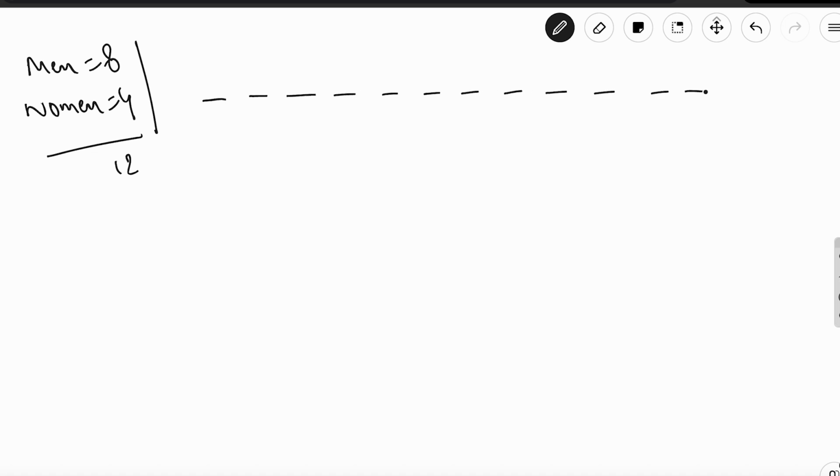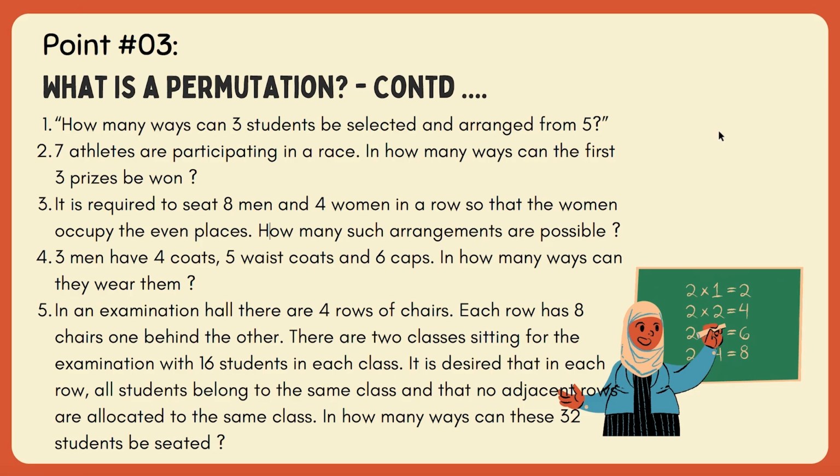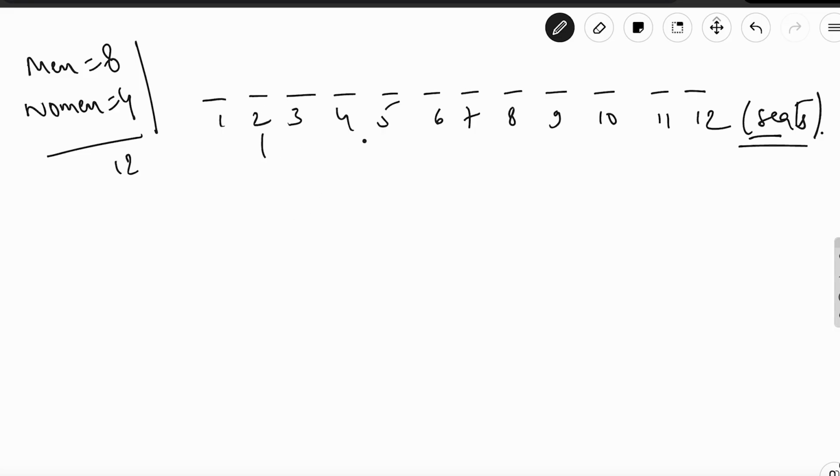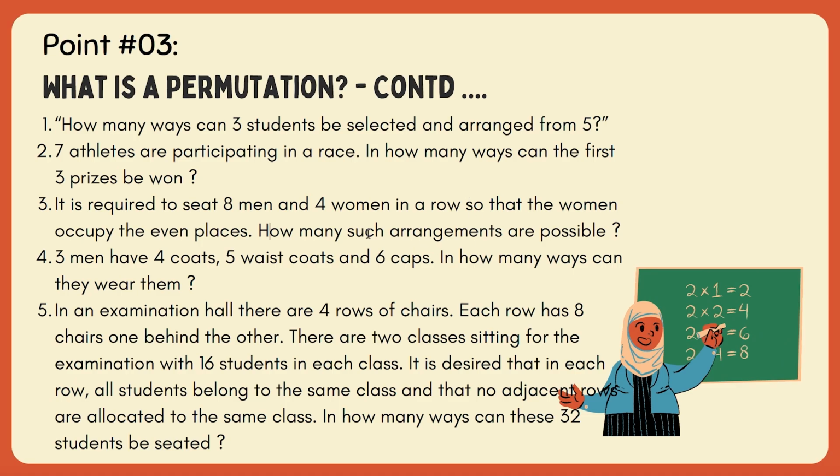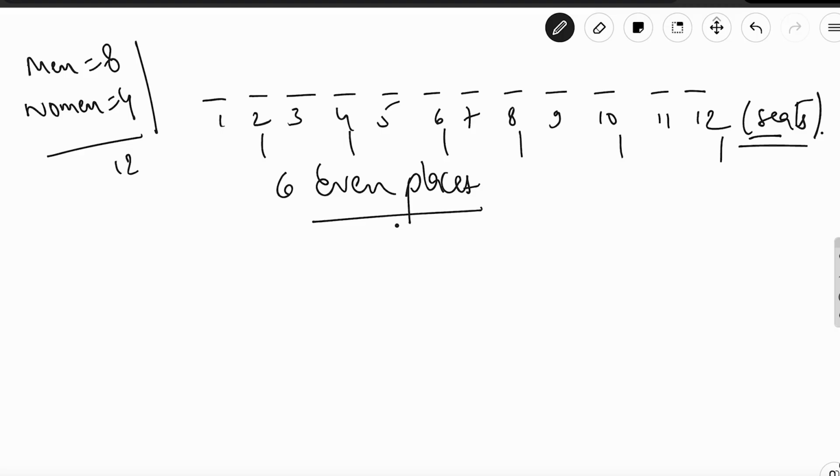These are the seats. It is saying that women are to occupy even places: 2, 4, 6, 8, 10, 12. There are 6 even places. So how many such arrangements are possible? Now there are 4 women and there are 6 even places, so women can be seated in these 6 places.